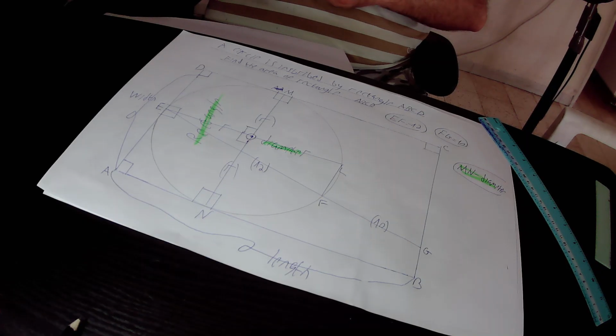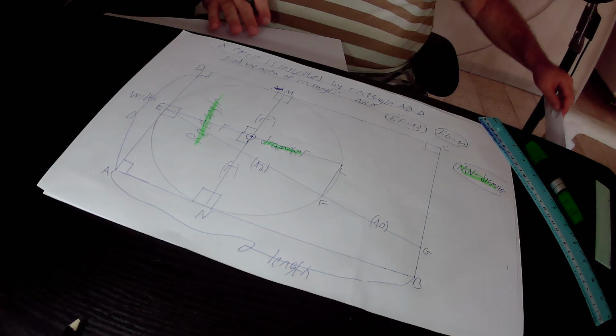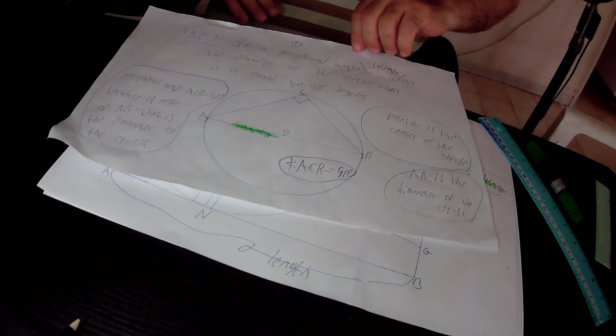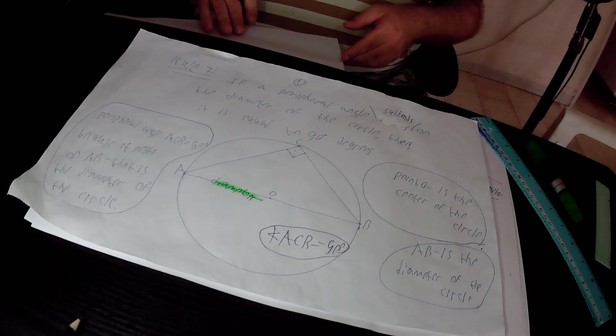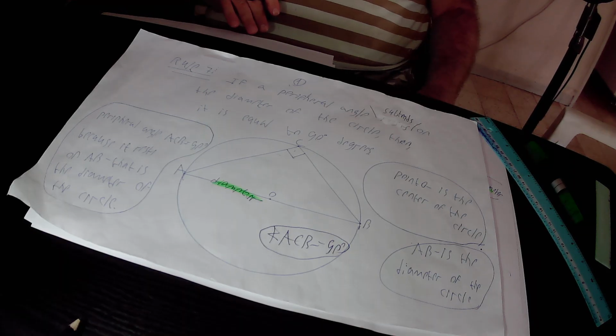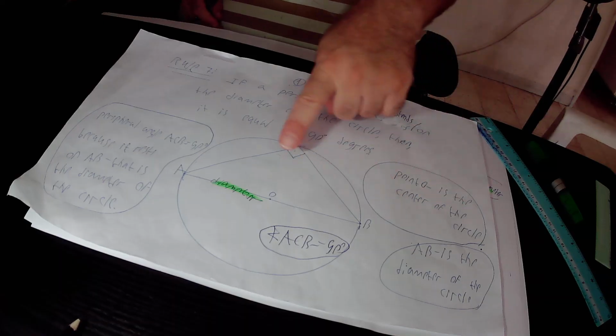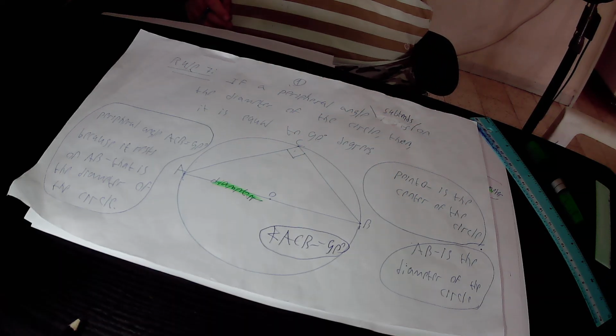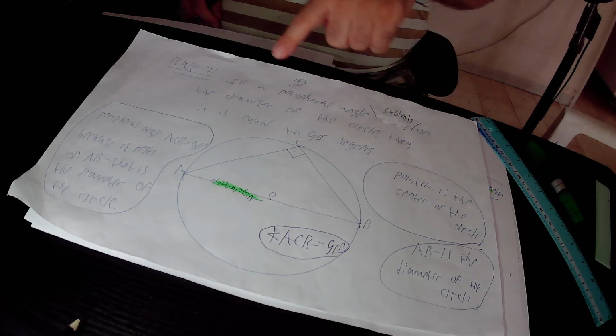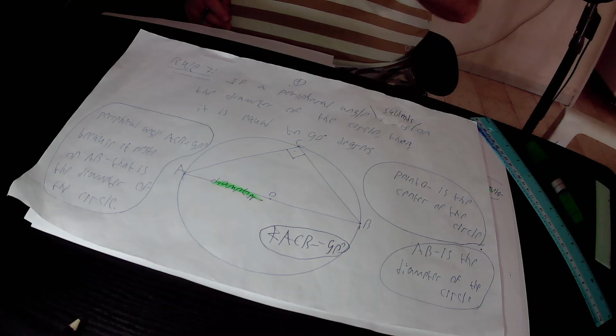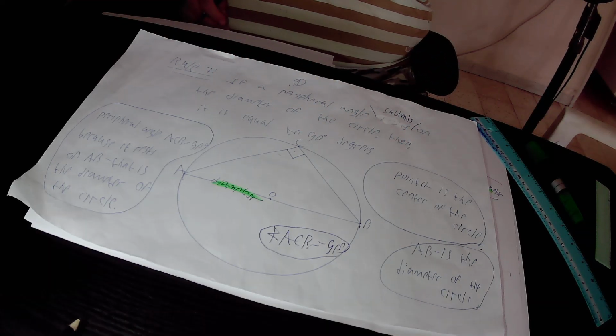So repeat again on rule 7. According to rule 7, if a peripheral angle subtends on the diameter of the circle, then it is equal to 90 degrees. So in the drawing we have a circle. AB is the diameter of the circle. This is peripheral angle ACB that subtends on AB, the diameter of the circle. And according to rule 7, peripheral angle ACB must be equal to 90 degrees in size because it subtends on AB, the diameter of the circle.